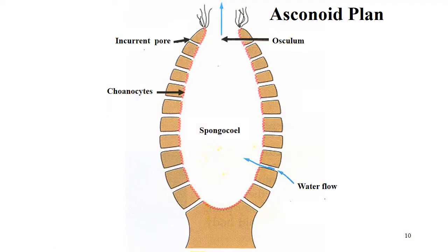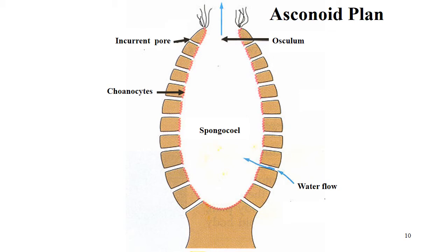So let's look at the three different body plans, the asconoid, the syconoid, and the leuconoid. The asconoid is the simplest of these. A good way to remember that is the letter A starts the alphabet. So the letter A in asconoid starts sponge diversity.